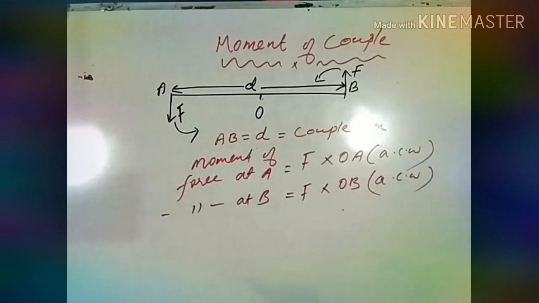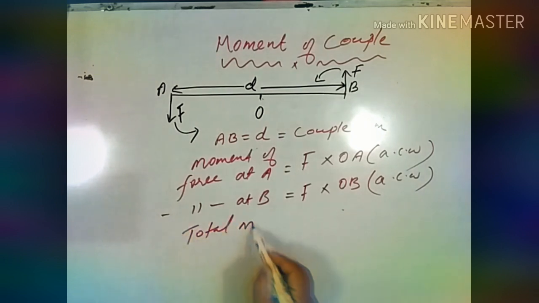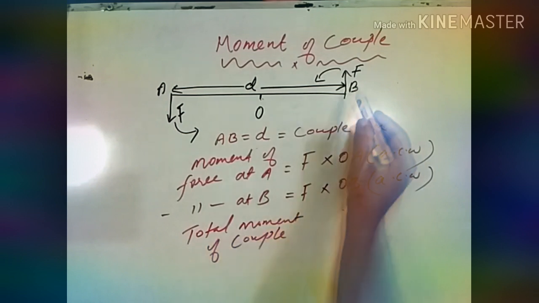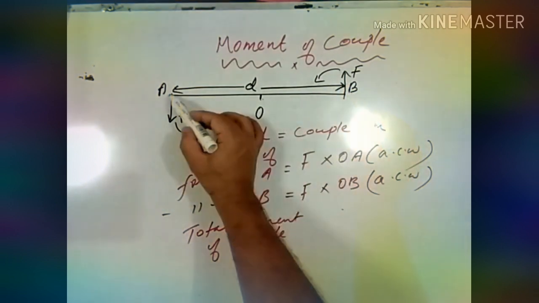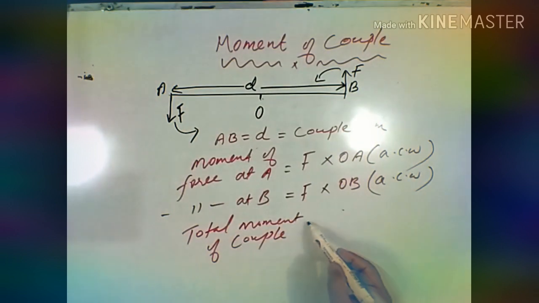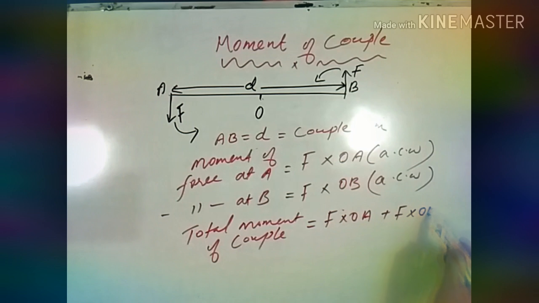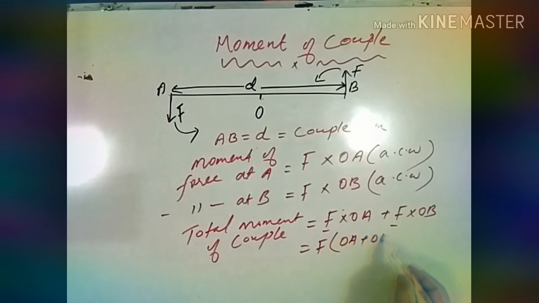Then what is the total moment of the couple? Total moment of the couple due to these two forces acting at end A and end B, I can write, is F into OA plus F into OB. Just sum it up. F is common outside, F into OA plus OB. Alright, that is equal to F into, what is OA plus OB?